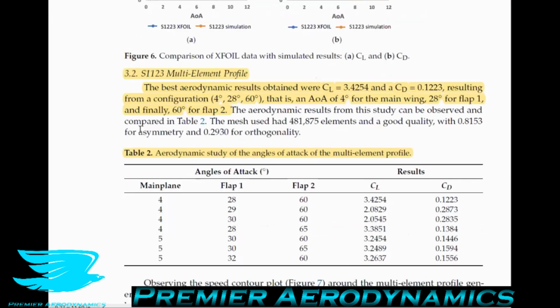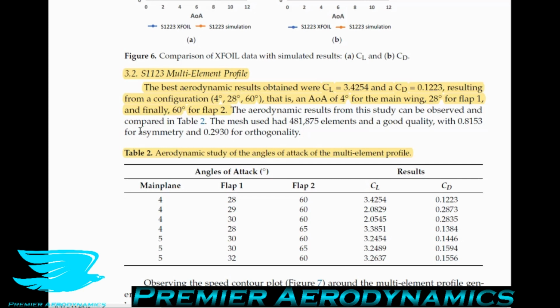So let's talk about this multi-element profile for this S1223. They say the best aerodynamic results were obtained for a lift coefficient of 3.4 and a drag coefficient of 0.12. And this resulted from a configuration where the first element was 4 degrees, the second element was 28 degrees, and the third element was 60 degrees.